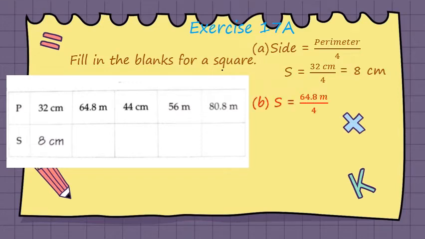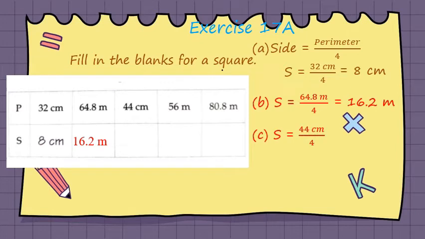In the B part, you know that the perimeter is given as equal to 64.8 meter. Therefore, what will be the side of the square? It will be 64.8 meter divided by 4, which is equal to 16.2 meter. Now let's move to the C part.